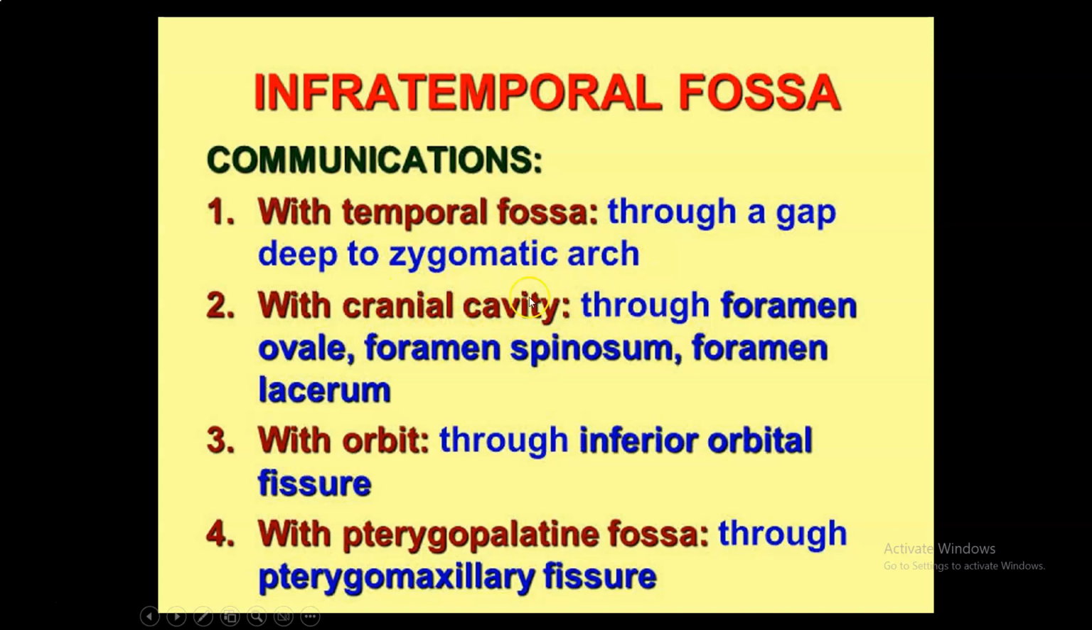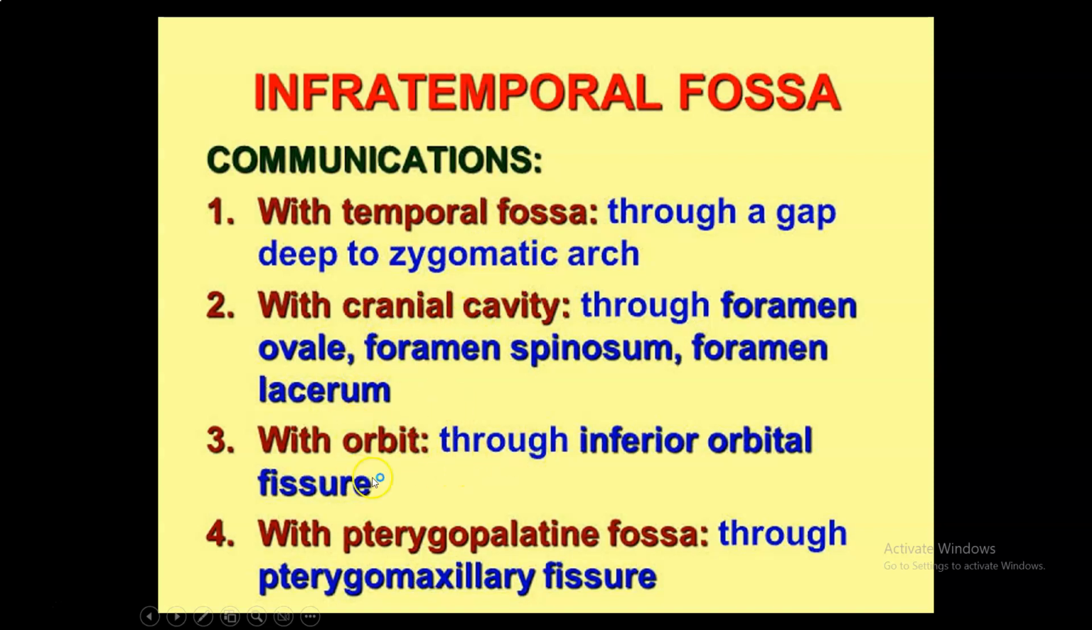So it is communicating with the cranial cavity through the foramen ovale and foramen spinosum and foramen lacerum, which is normally closed by cartilage. Remember, the carotid artery passes above the lacerum, it doesn't pass through the lacerum. There is a cartilage closing the lacerum. So this is the communication with the temporal fossa superficially and up deep the cranial cavity.